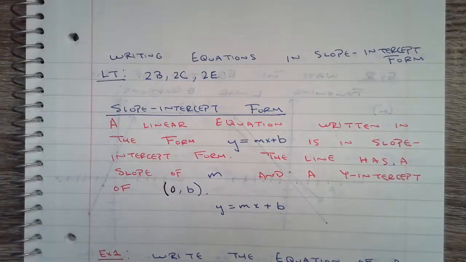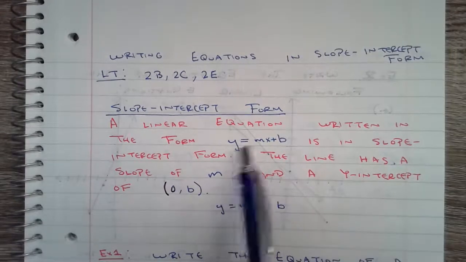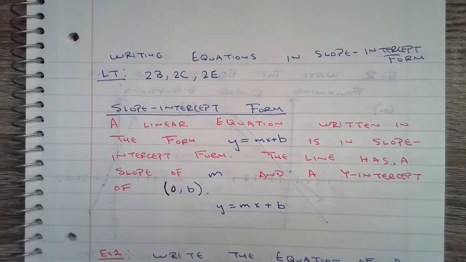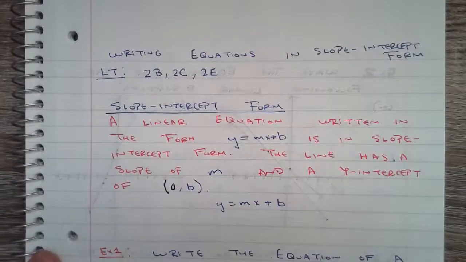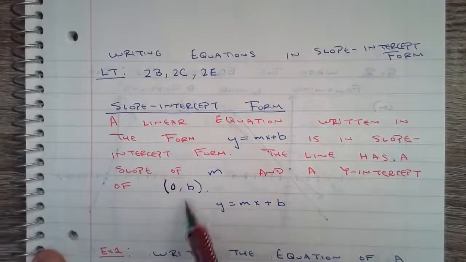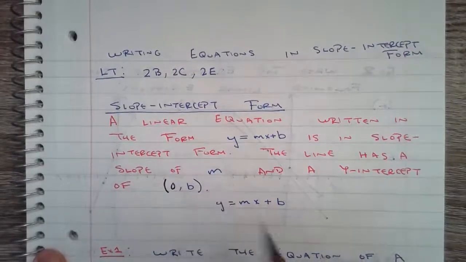Okay, so just a quick recap. We've already learned about slope-intercept form before. Slope-intercept form, again, is a linear equation written in the form y equals mx plus b, and that line is always going to have a slope of m and a y-intercept of 0, b. Okay, 0 comma b. So this is your y-intercept and that's your slope.